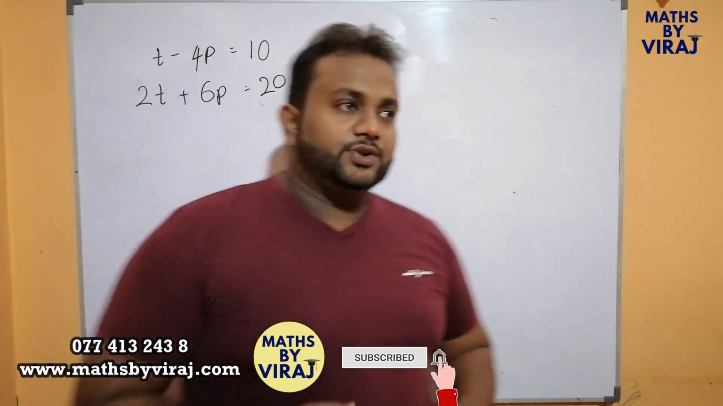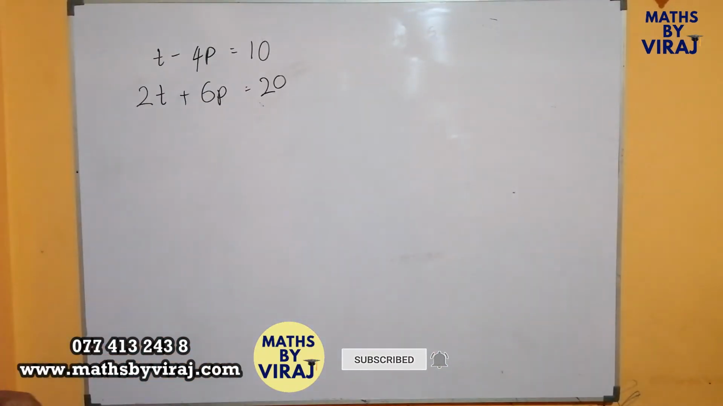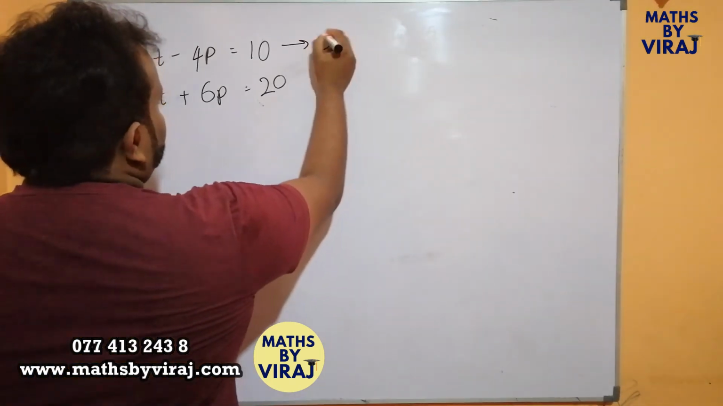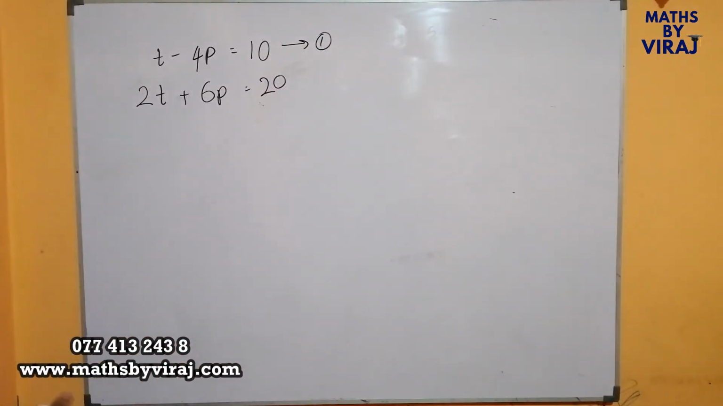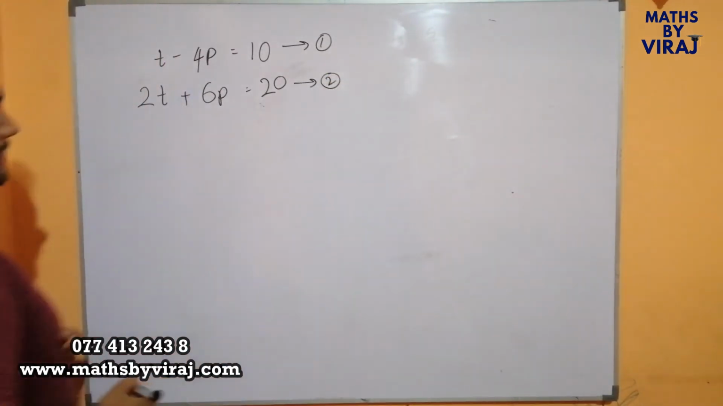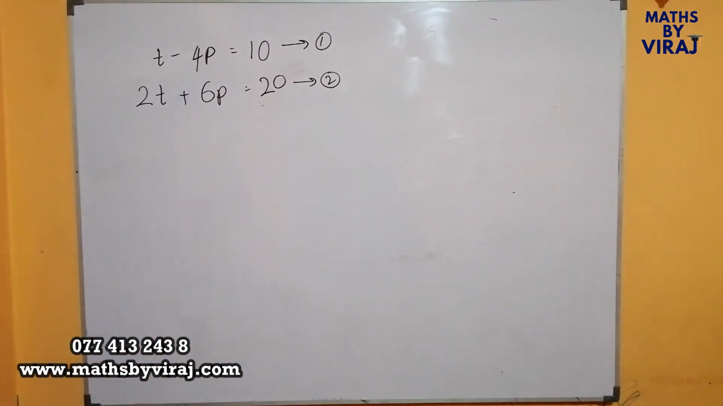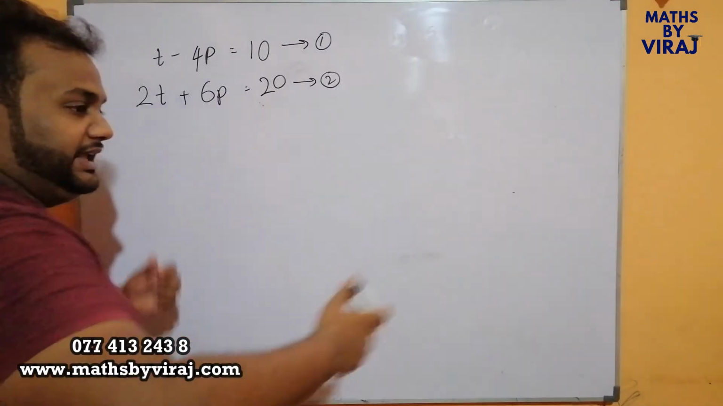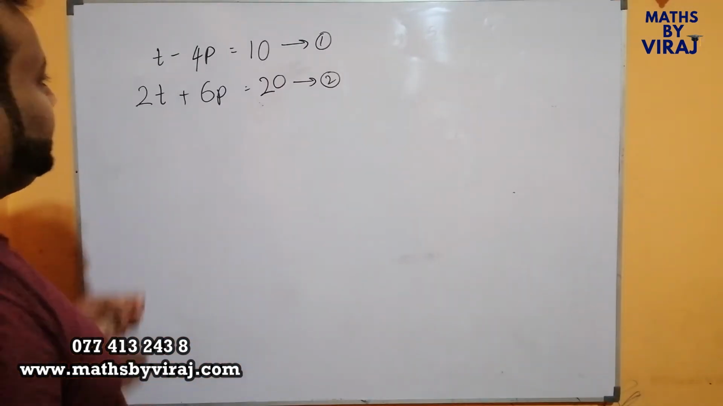Right, children, let's look at another example. Here I have t minus 4p is equal to 10. Let this be my equation number 1. 2t plus 6p is equal to 20. Let this be my equation number 2. Now let's try to find out all the possible derivations or expressions that we can get.